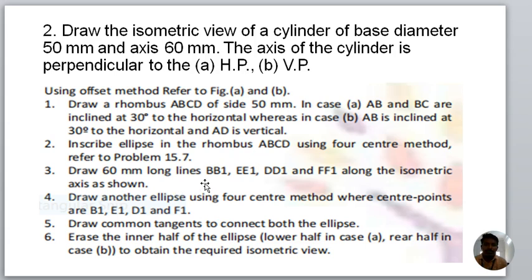Draw the 60 mm long lines BB1, EE1, DD1 and FF1 along the isometric axis as shown. Draw another ellipse by the 4-center method, where the center points are B1, E1, D1 and F1. Draw the tangents to connect both ellipses. Here is the inner half of the ellipse, to obtain the required isometric views.